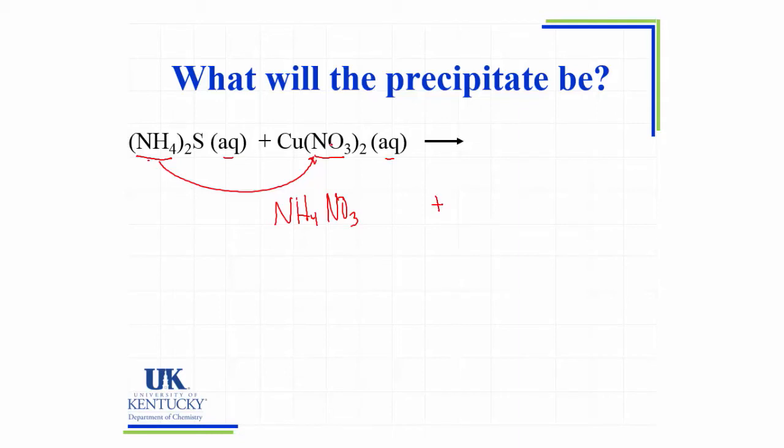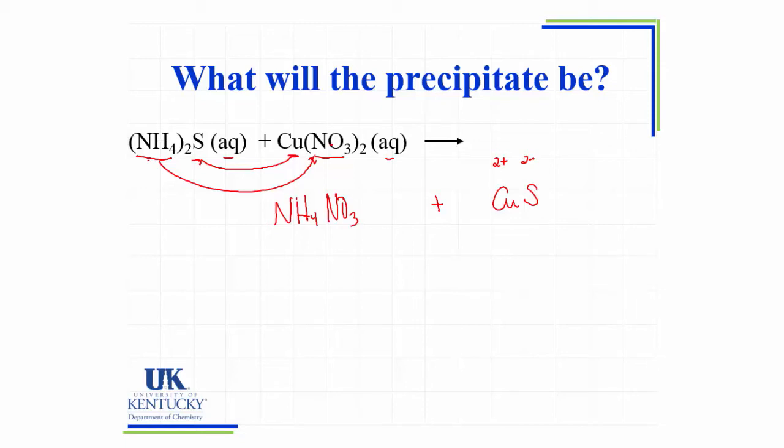Now I can look at my other potential product and I have one cation and one anion remaining. So it has to be copper. It can't be with nitrate because it came in with nitrate and we already know that compound is soluble. So the only other option is to pair the copper with the sulfide. And so what I see is I get CuS. Now remember, copper in this case had a +2 charge. Sulfur had a 2- charge. So when I crisscross down, I would end up with Cu2S2, which I can then simplify to CuS.